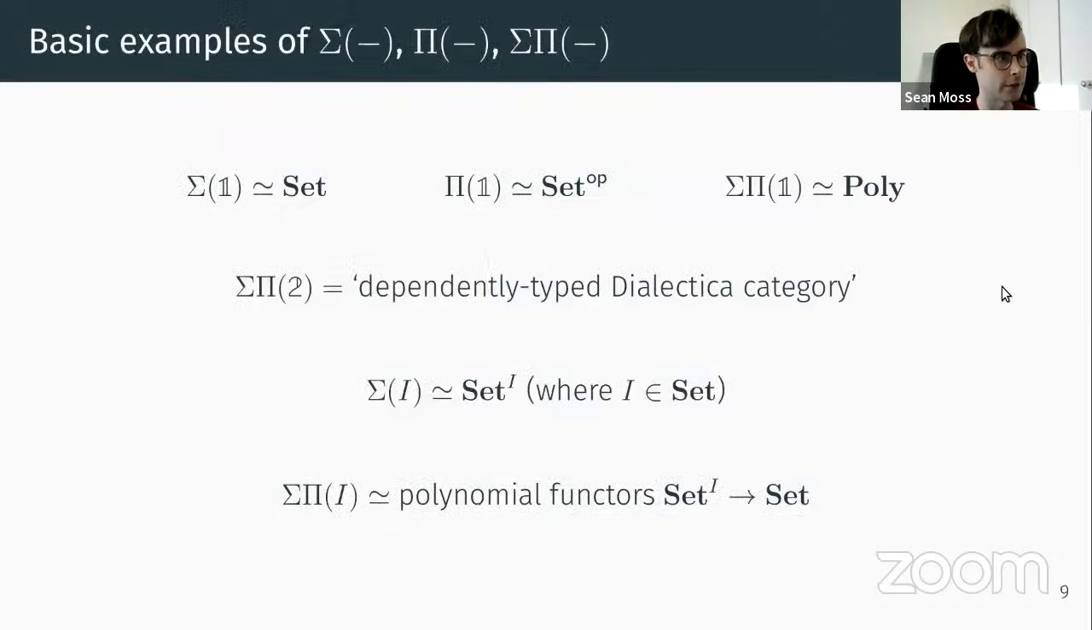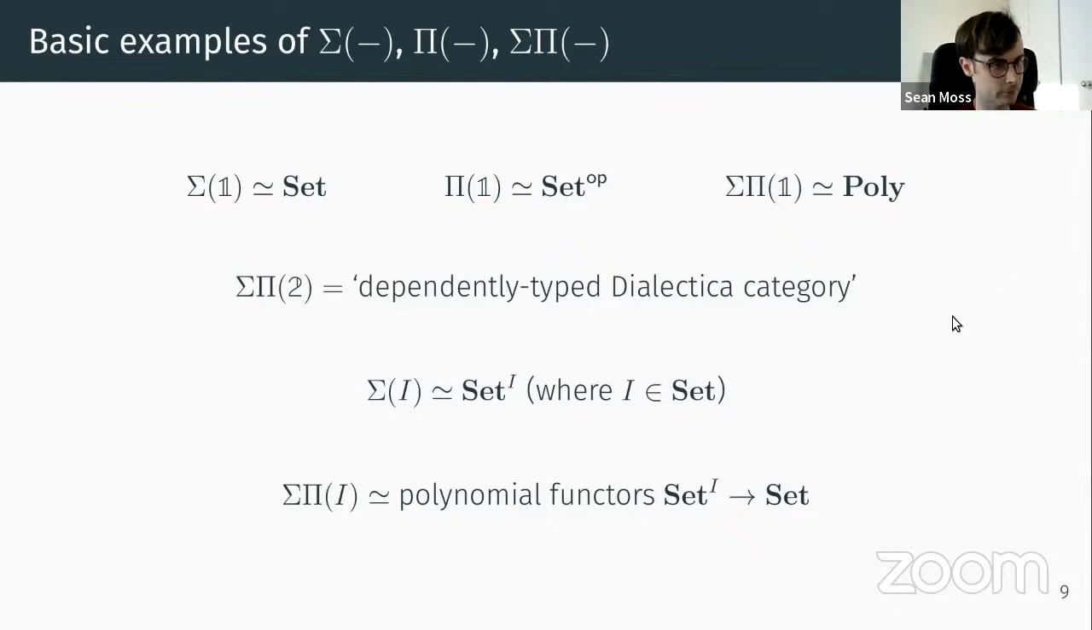So some basic examples. If I start with the one object category, one object and one morphism, and take its free sum completion, that's just sets. If I take the free product completion, that's just set op. And if I do sigma pi 1, that's poly, as I've already said.